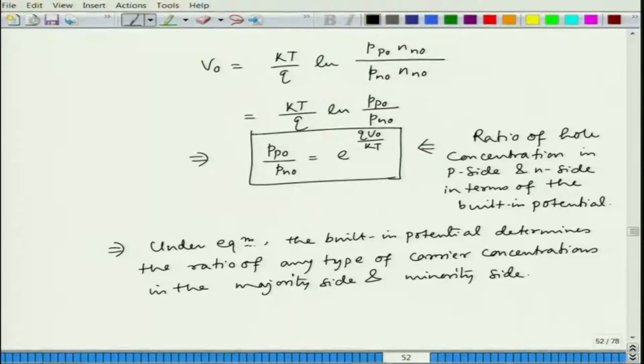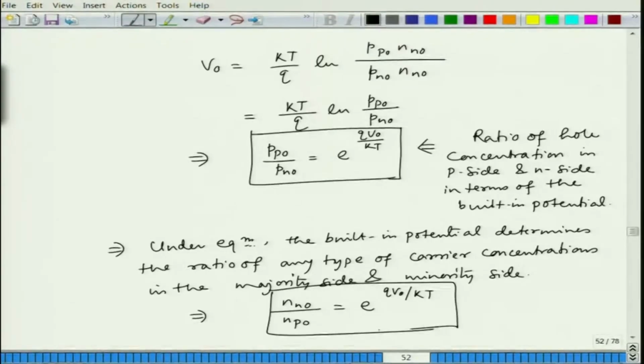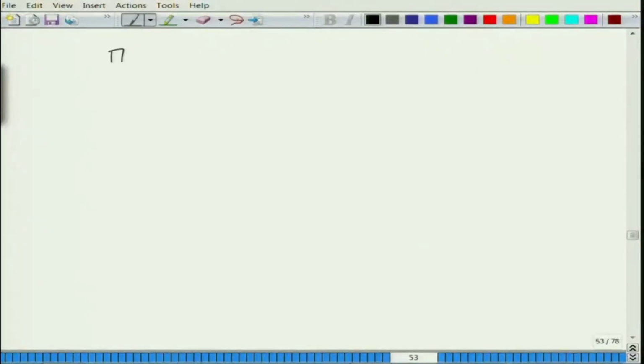So, of course, the same equation you can write for the electron concentration. That means n_n0 divided by n_p0 will be e to the power qV_0 by kT. Okay. Same thing you can write. Now, the electron is the majority carrier in the n side, and it is minority in the p side.